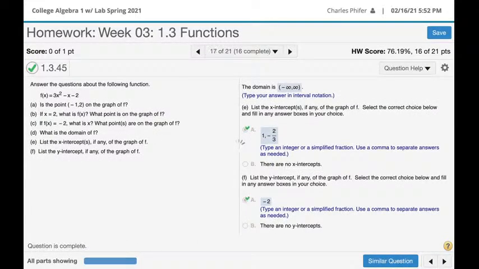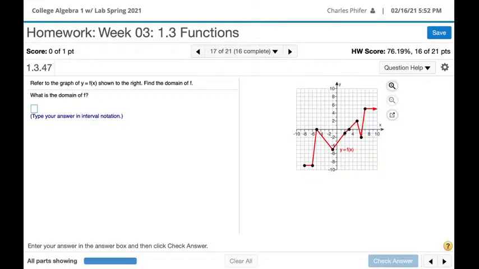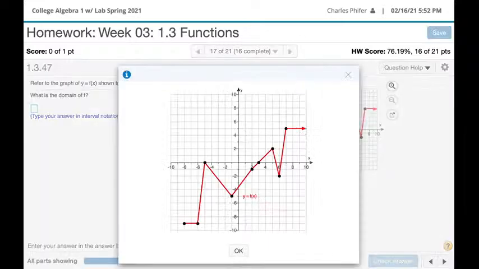Refer to this graph shown to the right. Find the domain of the function. So the domain is the very left to the very right. How far left does it go? The far left is -8. There are no arrows going to the left to imply continue the pattern. So the very left is -8.